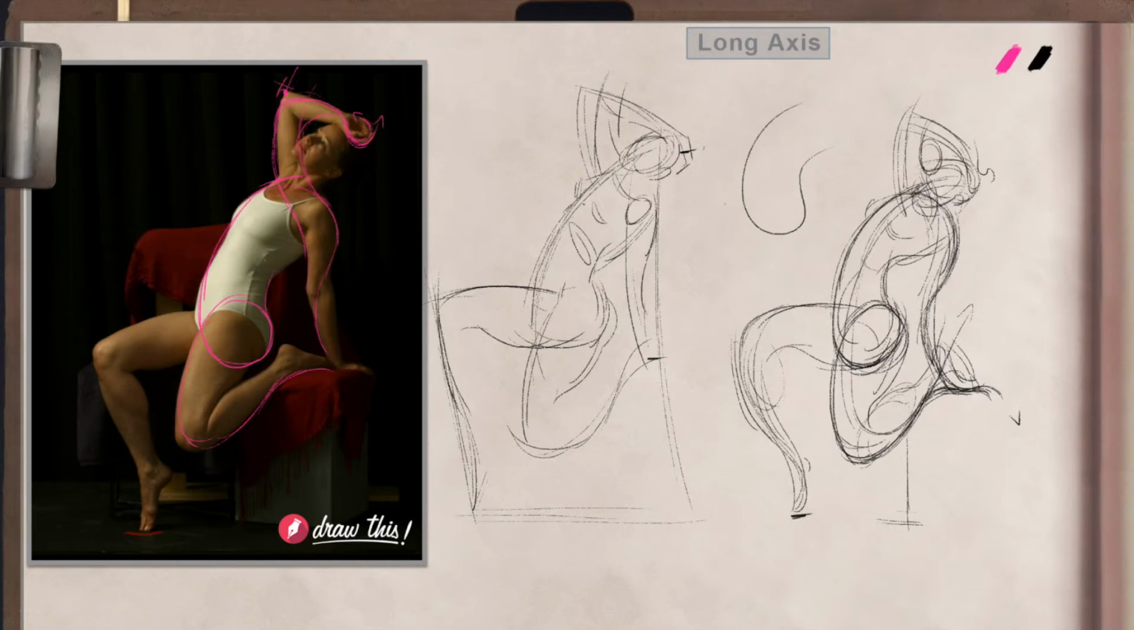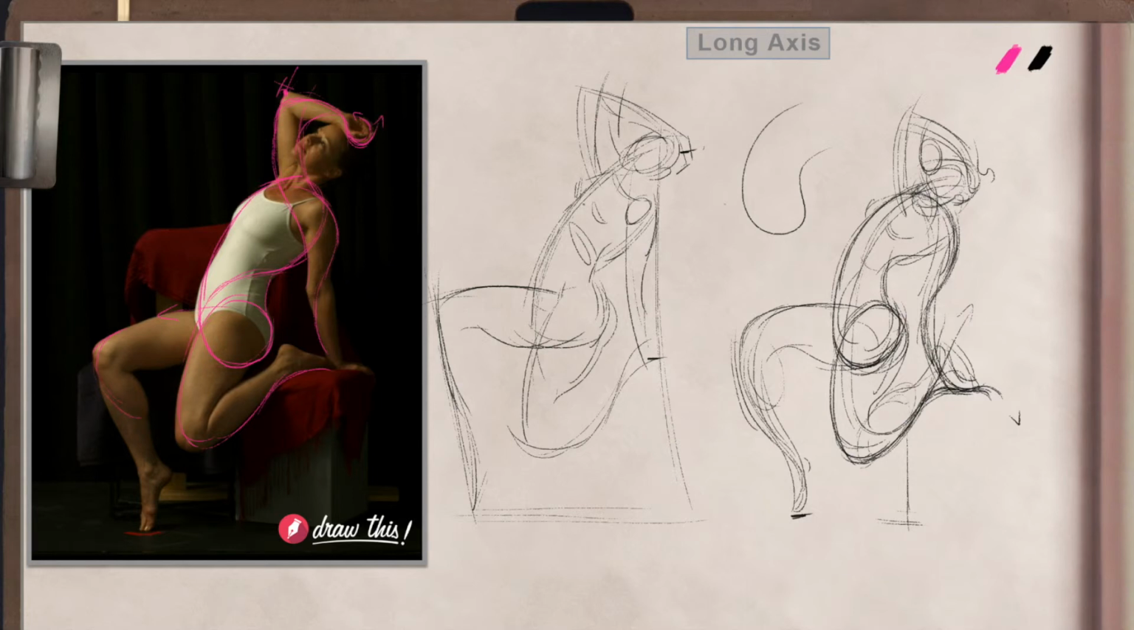So look for excuses to continue your gesture. That's the goal here. So you can even come up, cut through, go back down. This one can connect over here. And if you look at Rubens' work, Rubens does that really well.